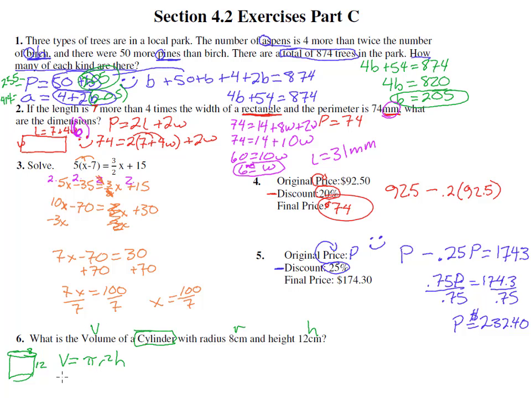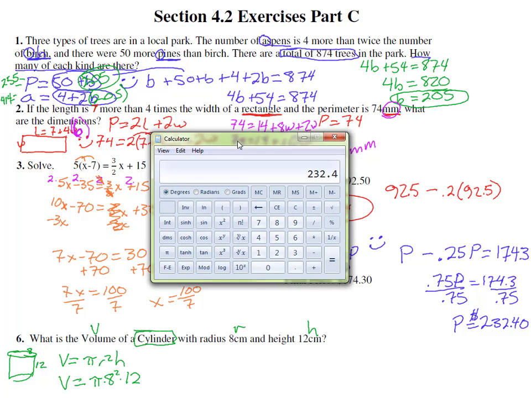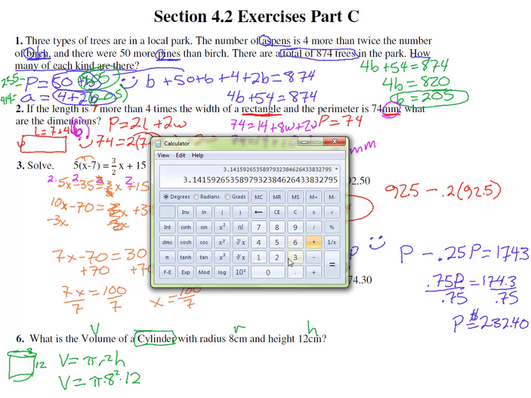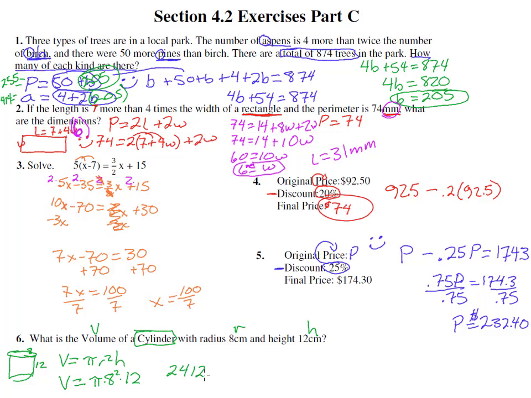Okay, so we have r, we have h, and we need to find v. So let's stick in what we know. We have volume equals pi times 8 squared times 12. Well, this is an equation, but we already have v by itself, so we don't need to do any solving or algebra. We just need to punch this into the calculator. Let's do that. We have pi times 8 squared times 12 equals 2,412.74.